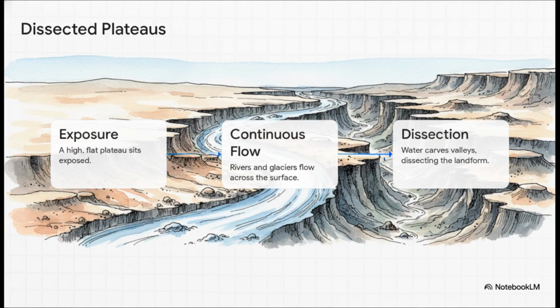Finally, we have plateaus that have been heavily modified by our outside sculptors. Enter the dissected plateau. Here, an already elevated flat plateau sits completely exposed to the elements. Exogenous erosional processes totally take over. Rivers, streams, and glaciers continuously flow across the surface, carving out deep, narrow valleys and canyons into the rock. Eventually, they dissect the once flat landform into a complex, rugged network of hills and gorges.